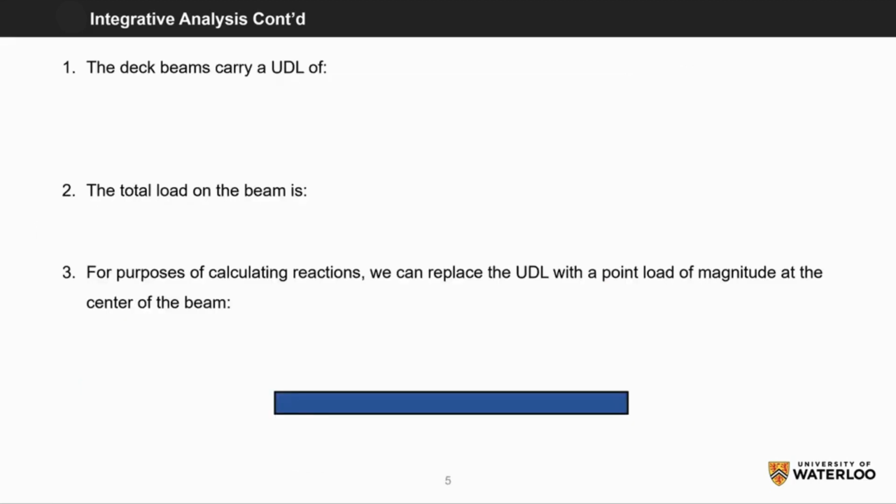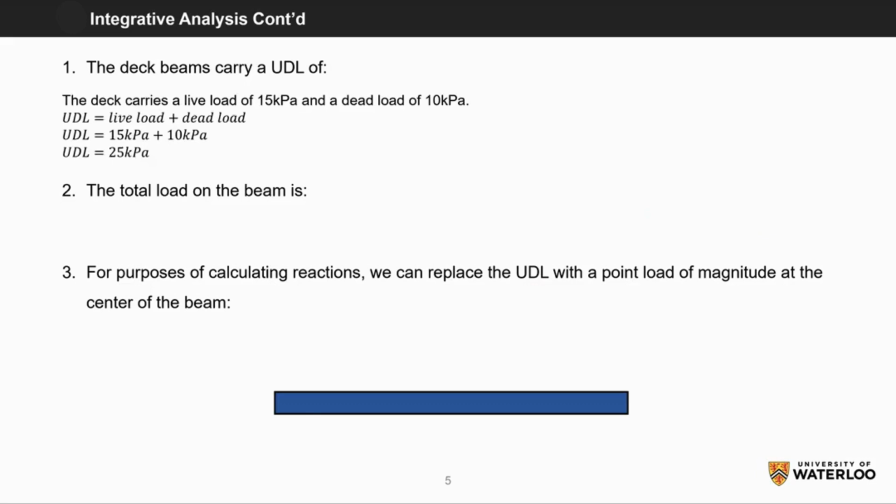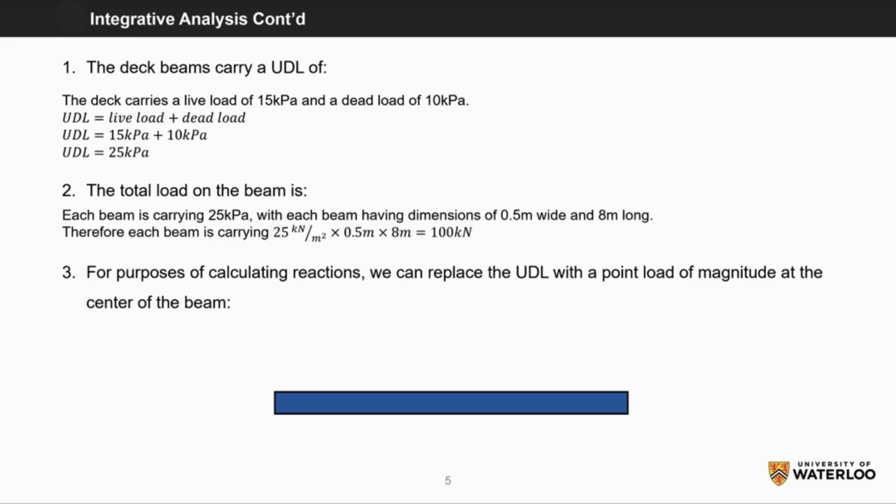Let's work on the first question. The deck beams carry a UDL of. Now let's remember that the deck carries a live load of 15 kilopascals and a dead load of 10 kilopascals. Therefore, the UDL is the sum of those two loads, which is 25 kilopascals. Each beam is carrying 25 kilopascals, with each beam having dimensions of 0.5 meter wide and 8 meter long. Therefore, each beam is carrying 100 kilonewtons.